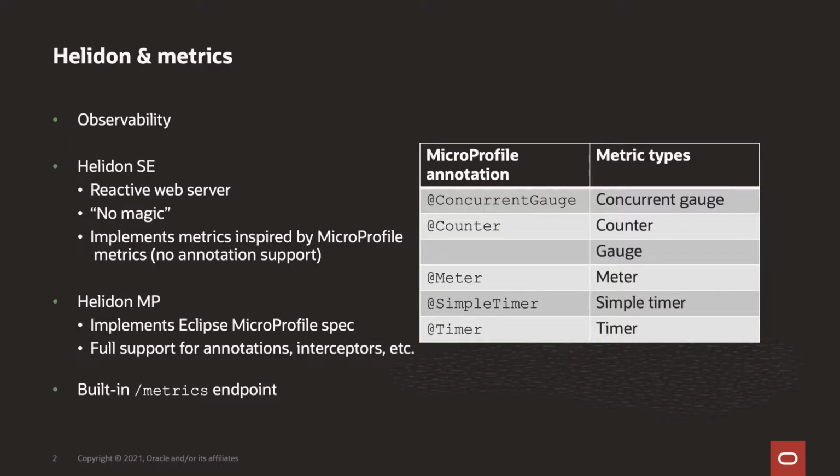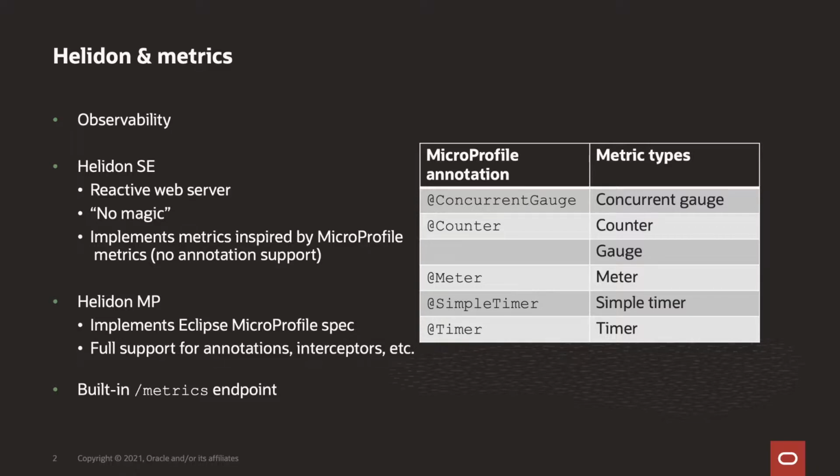There are two variations of Helidon. Helidon SE includes a reactive web server, which you have access to as you write your Helidon SE application. There's no magic in Helidon SE. There is no injection. There is no annotation processing at runtime. Everything that you want to happen, you write in your own application code. And Helidon SE implements metrics that are inspired by the MicroProfile Metrics specification, although SE does not fully implement that specification because there's no annotation support in SE.